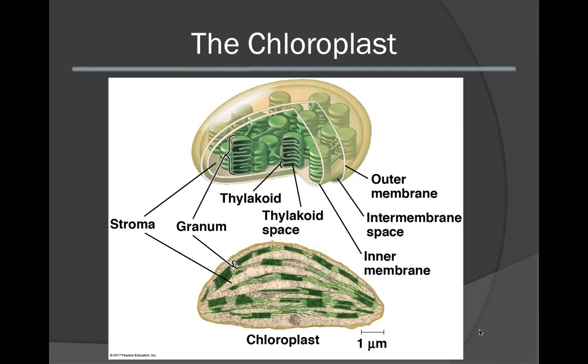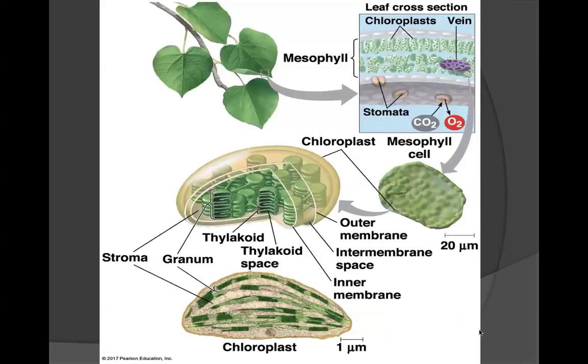These grana will then be housed within the stroma. The stroma, meaning the interior chamber, will then be enclosed with the inner membrane. This will be followed by the intermembrane space, and then completely covered by the outer membrane. These chloroplasts will be present within the mesophyll cells. The mesophyll cells will then fill up the interior of the leaf tissue.